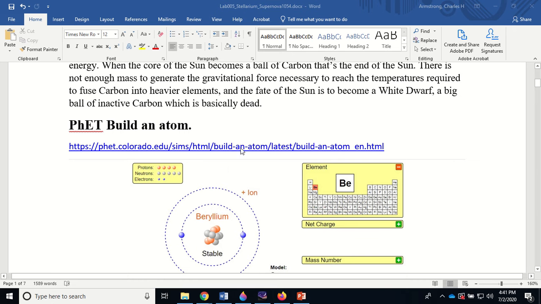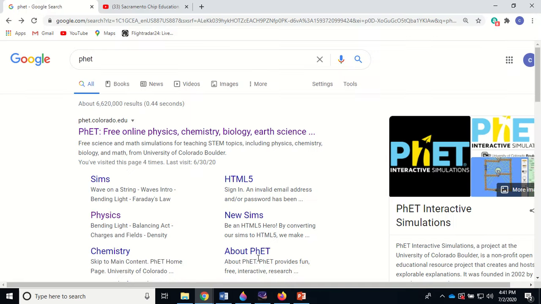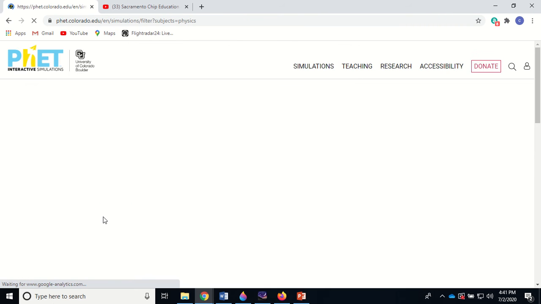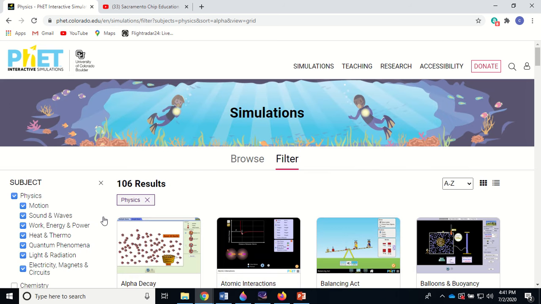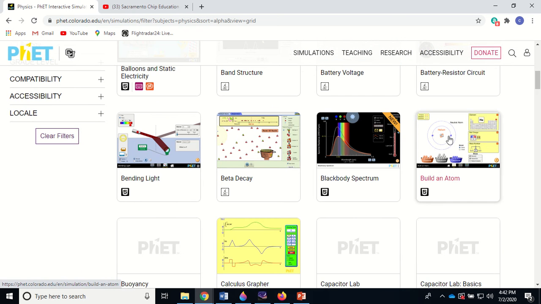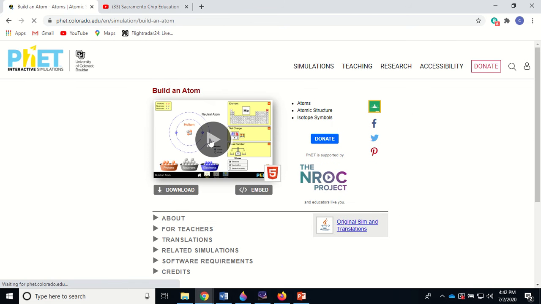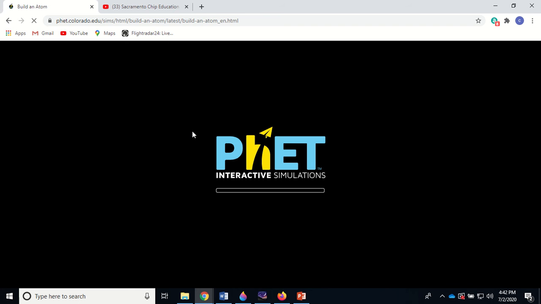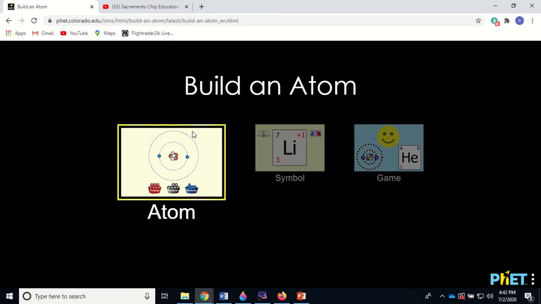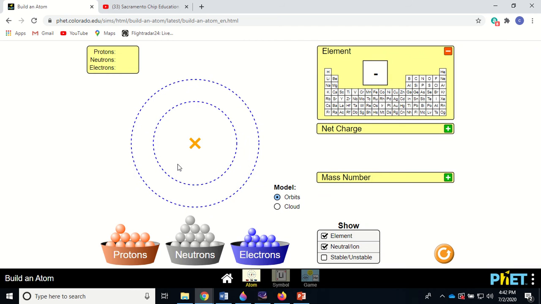So now you got the link right here. But another way to do it is you come over here, you go to Google, you enter PHET into Google, you should get PHET, free online physics. Click on physics, and then come down here to build an atom. Click on that. So we want to build the atom. So I click on build atom.